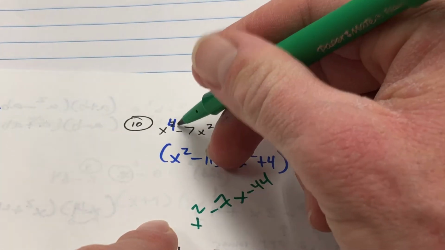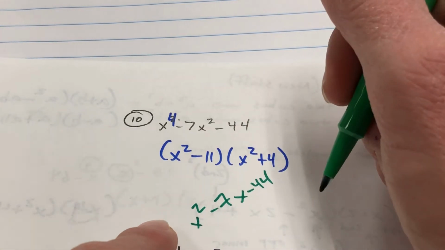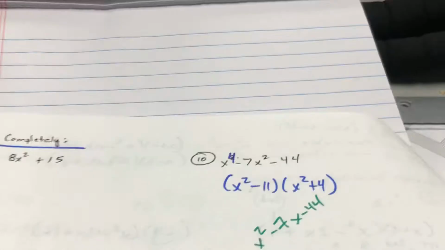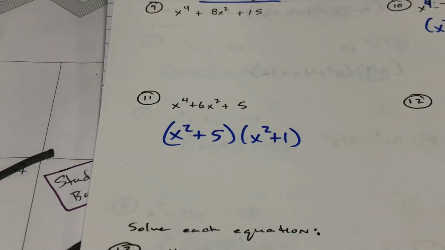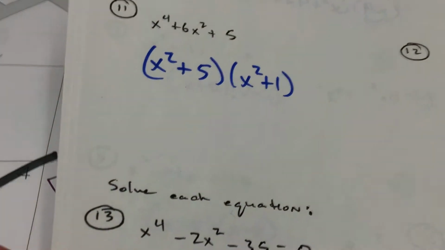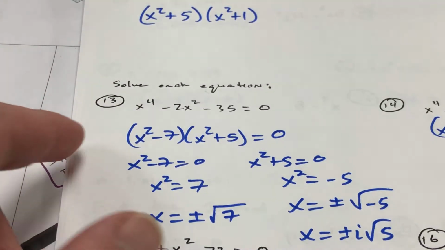How do I get x to the fourth? It's got to be x squared times x squared. That is the one difference here on this page. All right. What multiplies to 5 and adds to 6? 5 and 1: x squared plus 5, x squared plus 1. That is it. So on the next 4, that is how we're going to first solve these.